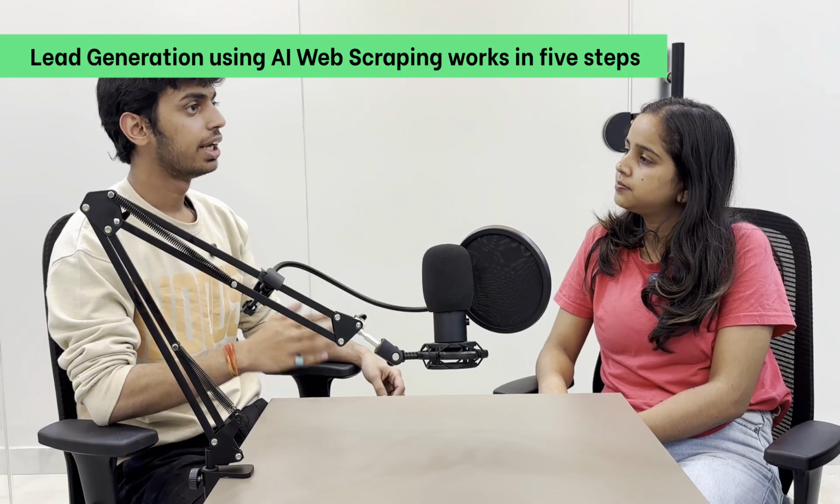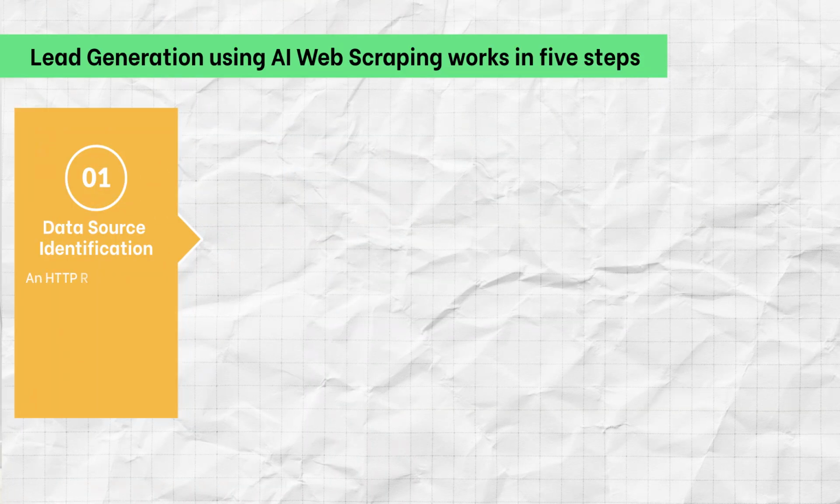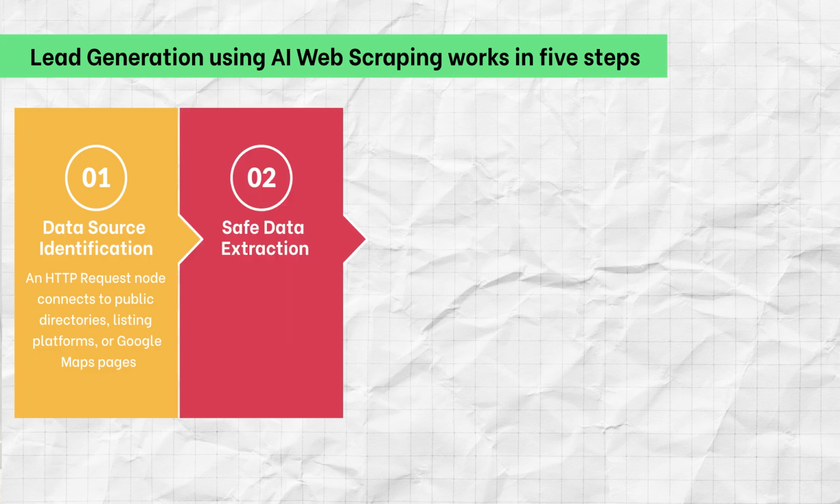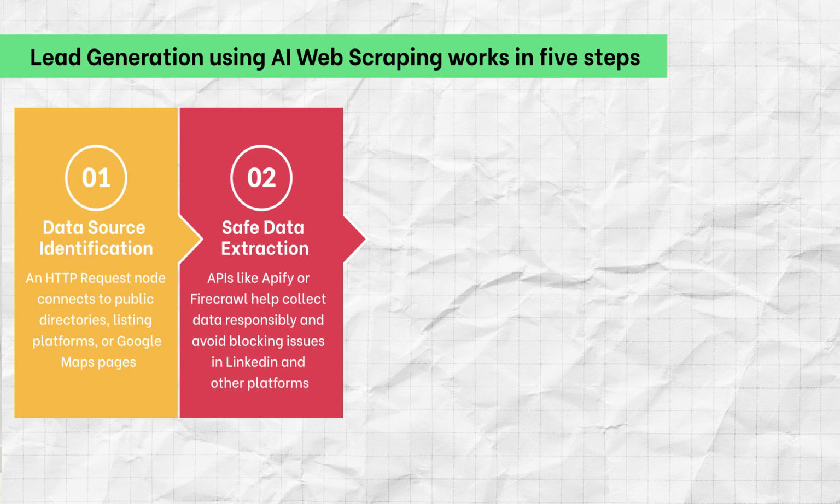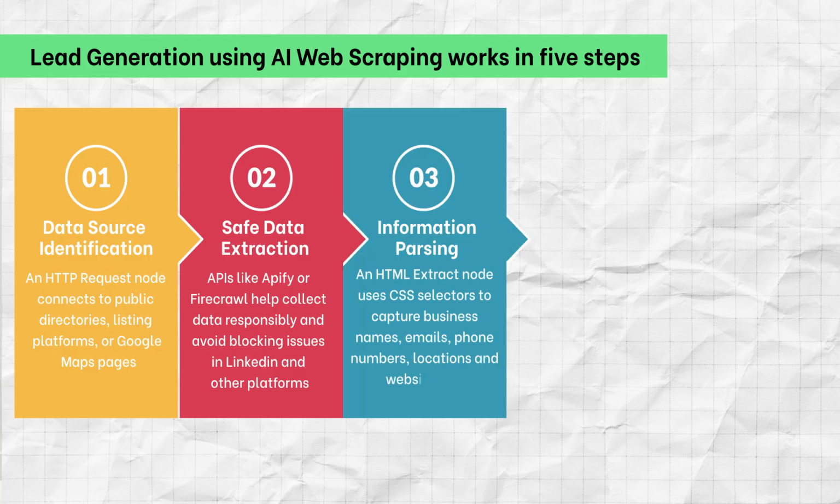Lead generation using AI web scraping works in 5 steps. Data source identification. An HTTP request node connects to public directories, listing platforms, or Google Maps pages. Safe data extraction. APIs like Apify or Firecrawl help collect data responsibly and avoid blocking issues on LinkedIn and other platforms. Information parsing. An HTML extract node uses CSS selectors to capture business names, emails, phone numbers, location, and website links.